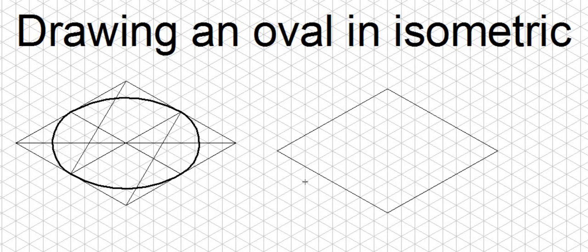Then you've just got to put some other lines in. So you measure halfway, or in this case I'm going to count the triangles and put a couple of lines there. And then one across the diagonal, and one there, and one there. Now that gives all the construction lines that you need to now put in the curves.